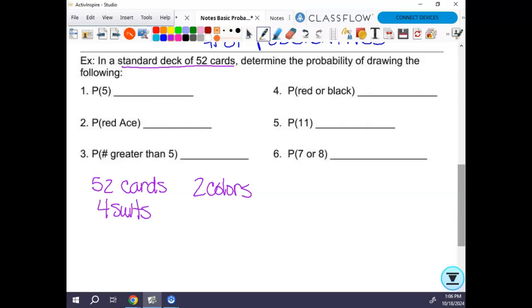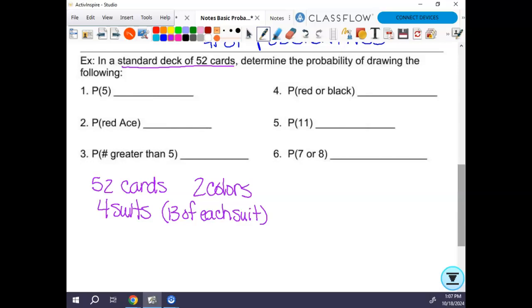52 divided by 4. What's 52 divided by 2? 26. Think about having 52 cents. You've got 2 quarters and 2 pennies, right? So 26, and then half of 26 is 13. Okay. So there are 13 of each suit, I guess is what we can write down, so we can think through this stuff. And then if there's 2 colors, there's 26 of each one of those.